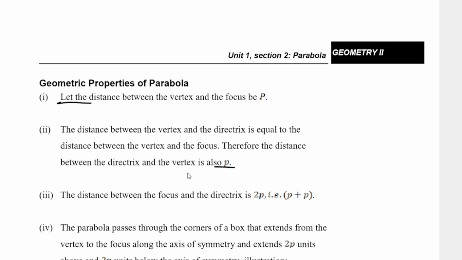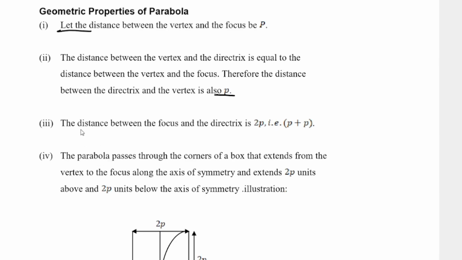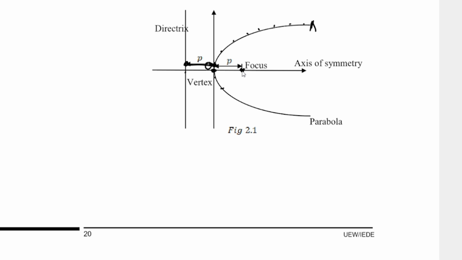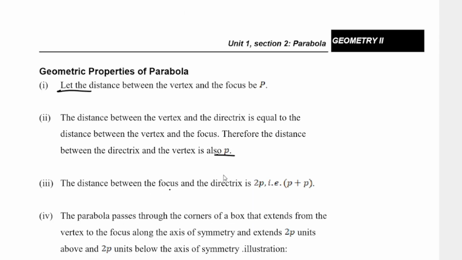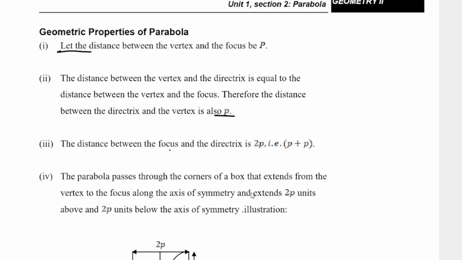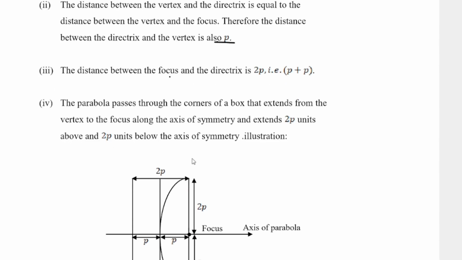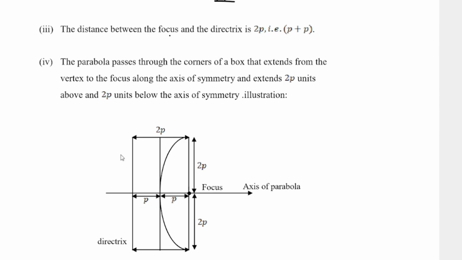We've already talked about this. Now, the distance between the focus and the directrix is 2P. All right, so if from here to here is P, and from here to here too is P, then it means that from the focus to the directrix is 2P. All right. The parabola also passes through the corners of a box that extends from the vertex to the focus along the axis of symmetry and extends 2P units above and 2P units below.